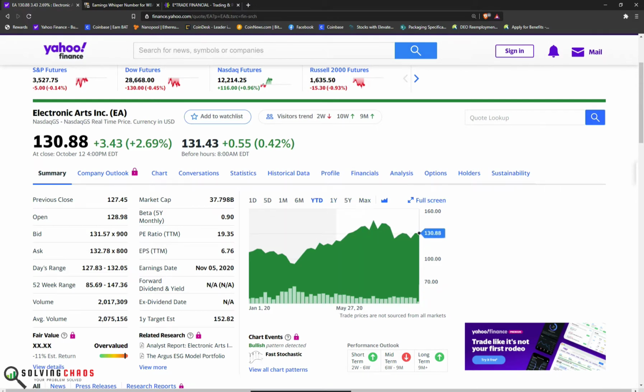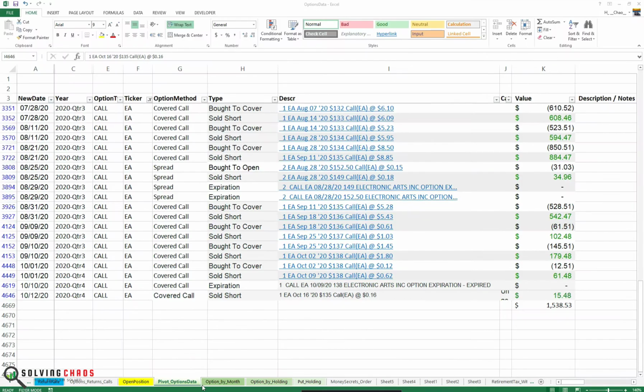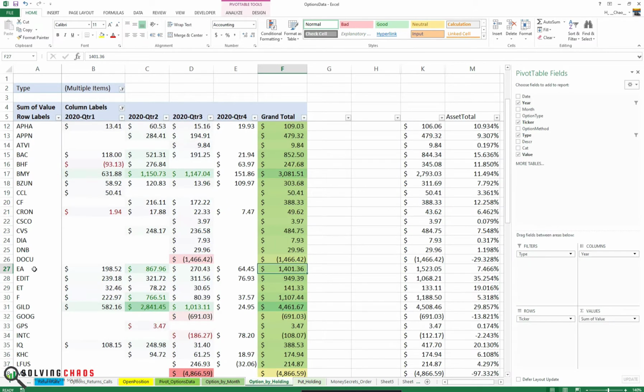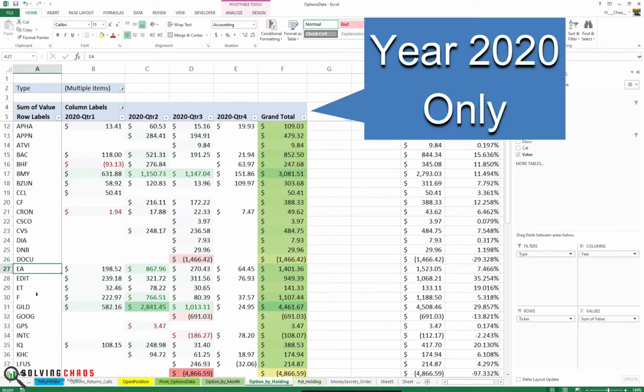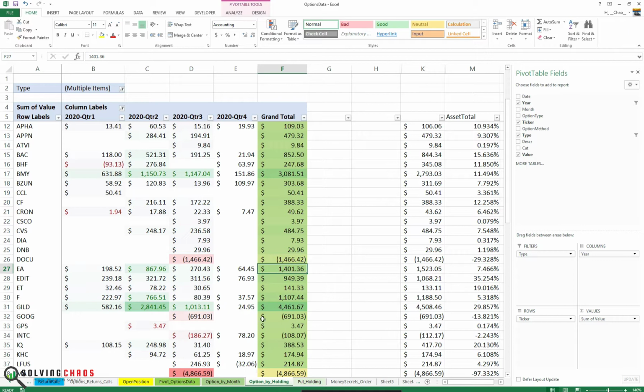So let me show you what happened. I have the data in a spreadsheet. And here's my spreadsheet. Let's go to the holdings. Let's find EA, and here you go. This spreadsheet is filtered by holdings only for how much premiums I collected on each underlying. Here you can see EA has made $1,400 roughly, but I'm going to show you the details.